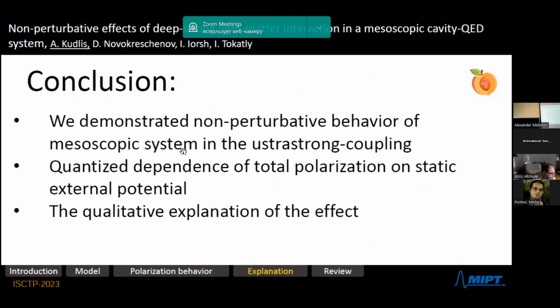And to conclude, I'd like to say that we've demonstrated non-perturbative behavior of a system which consists of a finite number of material subsystems, in our case just dimers, and quantized dependence of total polarization on static external potential. And we've also presented some qualitative explanation of the effect, which was supported by exact diagonalization analysis.